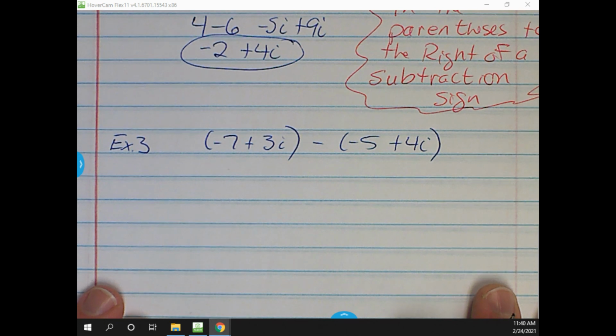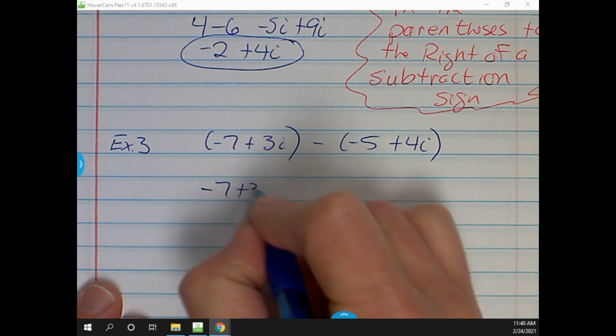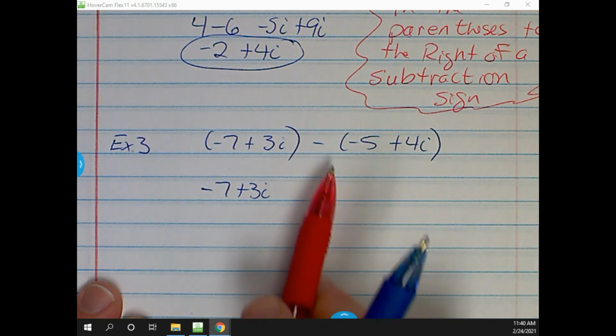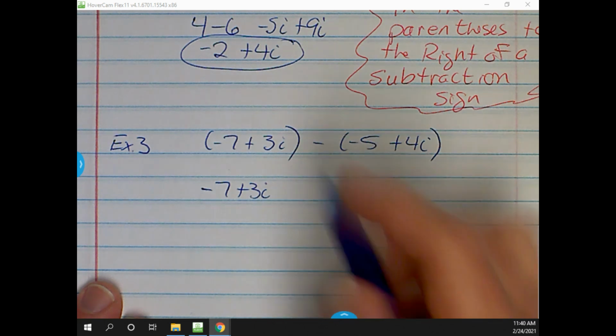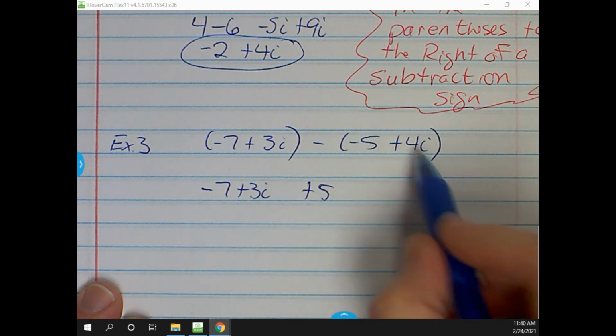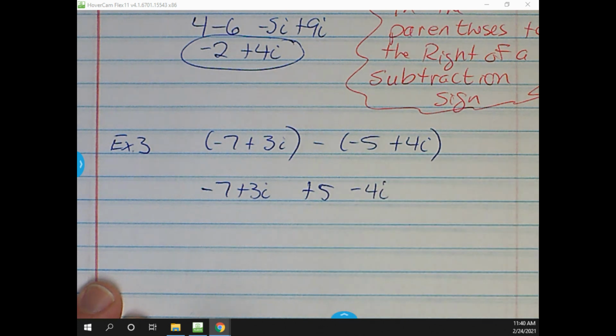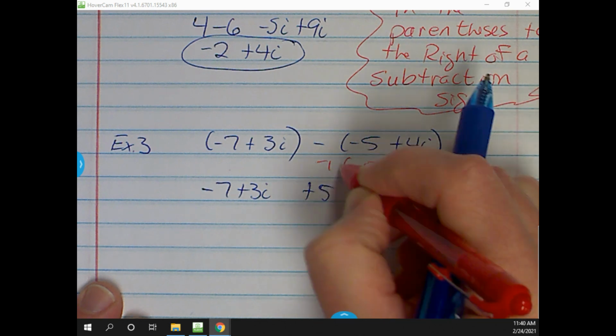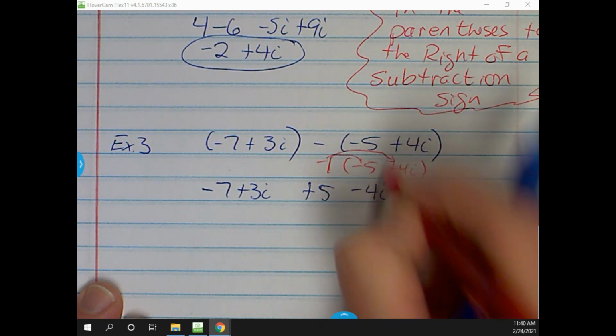Okay, so let's go with -7 plus 3I minus -5 plus 4I. Again, you never really do anything with the first parentheses because there's nothing in front of it. If there was a minus sign here, you'd change it, but there's not. Because of the minus sign here, you're going to do minus the -5, so that would be a +5. And if you do minus the +4I, it's going to make it a minus 4I.